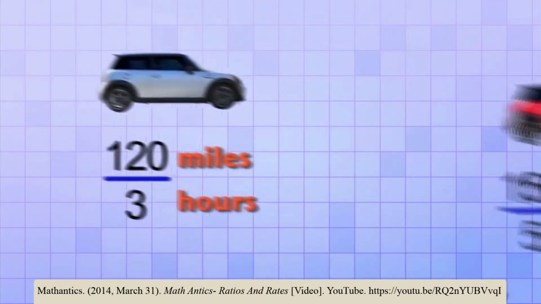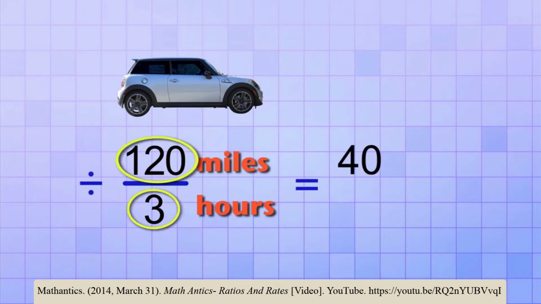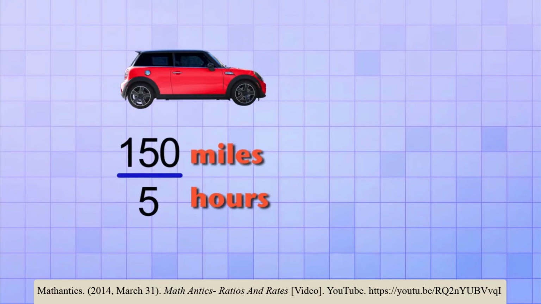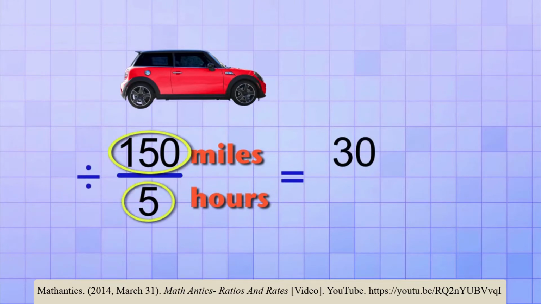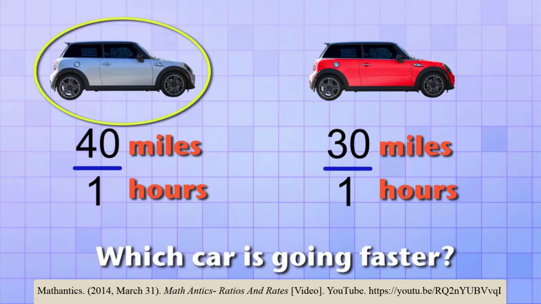Alright, let's convert the rates of speed for our two cars into unit rates so that we can compare them easily. The first car's rate was 120 miles per 3 hours. So if we take 120 and divide it by 3, we get 40. That means that the unit rate for the first car is 40 miles per hour. The second car's rate was 150 miles per 5 hours. So if we divide 150 by 5, we get 30. So the unit rate for the second car is 30 miles per hour. And now you can easily tell that the first car is going faster. And you can tell why unit rates are so useful.